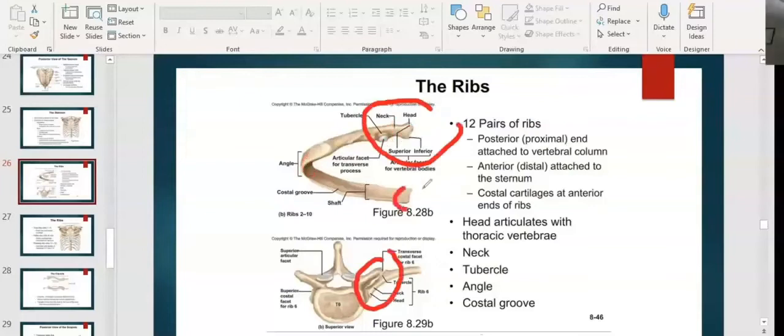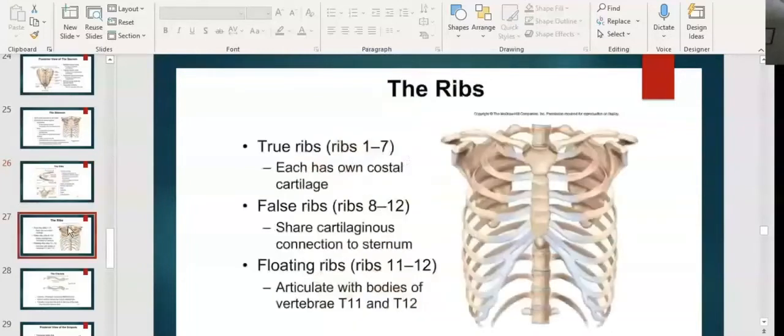This part right here is going to be the one that is in contact with the sternum using a cartilage. If we scroll down right here, we can see that we have true ribs, false ribs, and floating ribs. The true ribs are considered like that because they have their own individual connection with the sternum. So here's your sternum again.